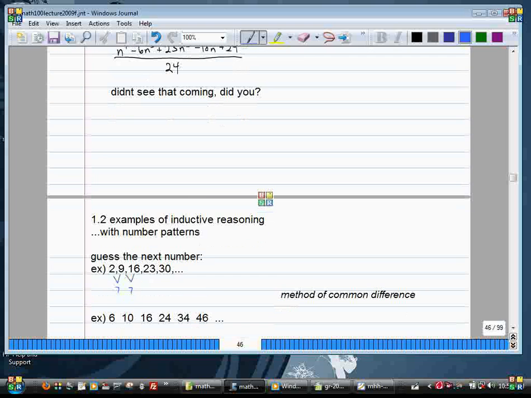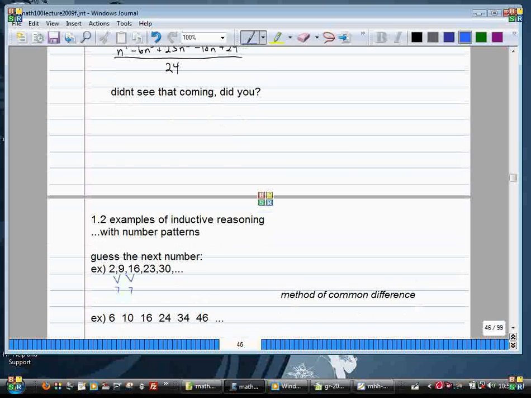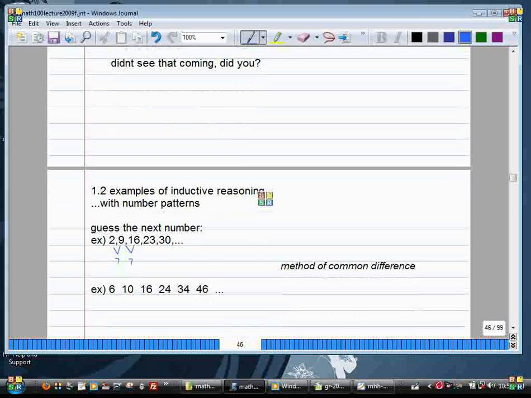Okay. So, for example, Daniela, what about this one? Oh, I'm sorry. This is a little trickier. I figure we already understand the first one. So now we're going to do something a little more clever. 6, 10, 16, 24, 34, 46. Exactly. So what's the next number going to be?